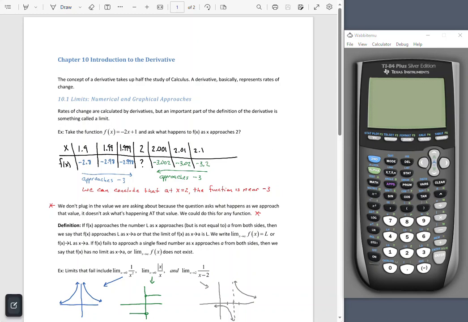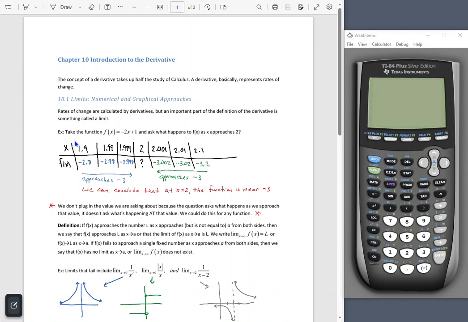So we're going to start talking about derivatives, which are half the study of calculus, through an important concept called the limit. Now the limit is needed for the definition of a derivative, so let's make sure you understand that really well. We're going to look first at numerical or table type approaches and graphical approaches to this, and then we'll look at it algebraically in our next section.